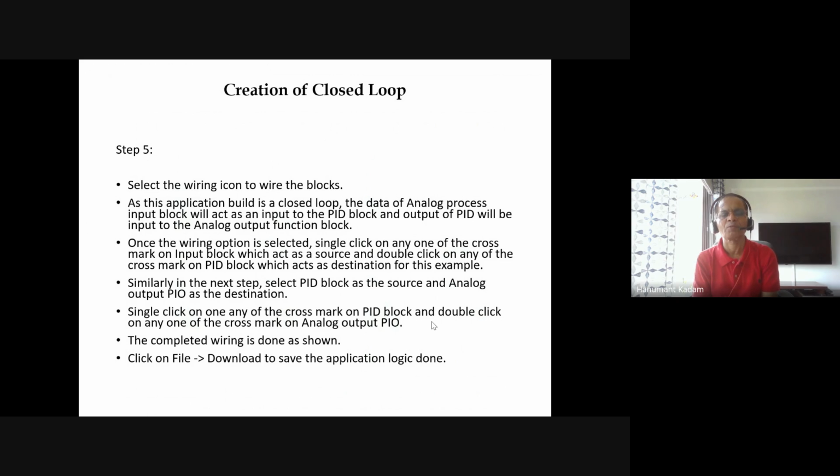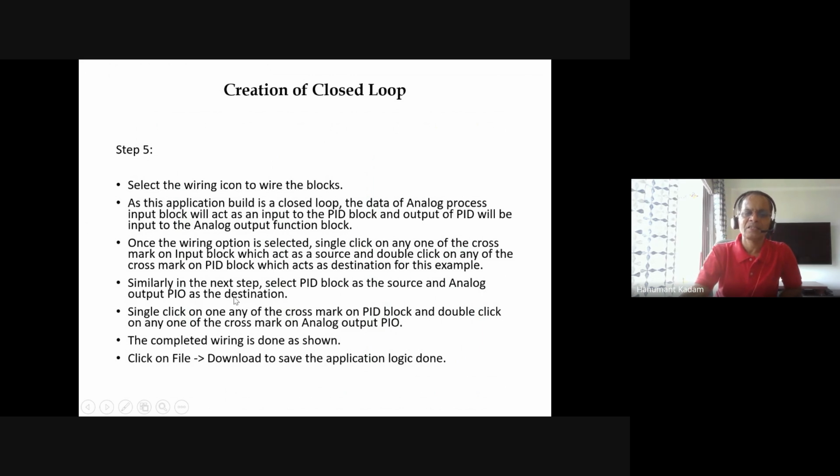As this application is built in a closed loop, the data of the analog process input block will act as an input to the PID block, and the output of the PID block will be input to the analog output function block. Once the wiring option is selected, single click on any one of the cross marks on the input block which acts as a source, and double click on any of the cross marks on the PID block which acts as a destination in this example.